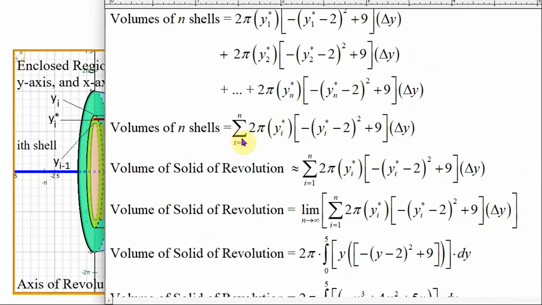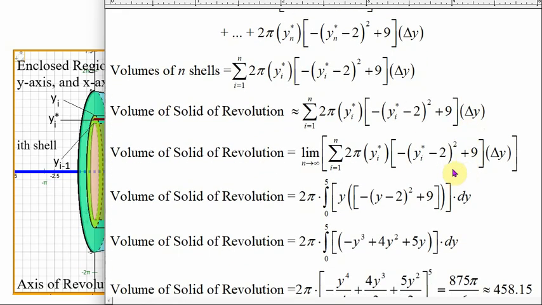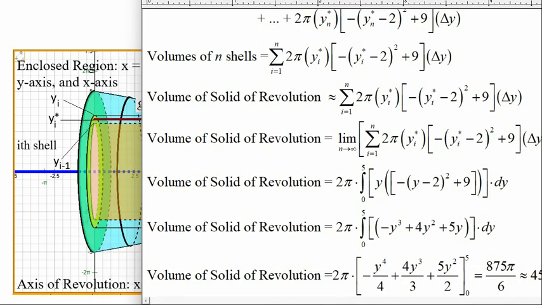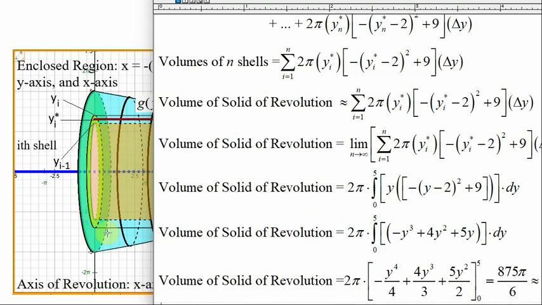And using summation notation, we get i running from 1 to n, and then with this expression. And so this is the volumes of the n shells. And so the volume of the solid of revolution is approximately this sum right here. And just like before, if we want the exact volume, then we need to divide the solid of revolution into an infinite number of shells. So let n run to infinity, and then we get this limit quantity right here.